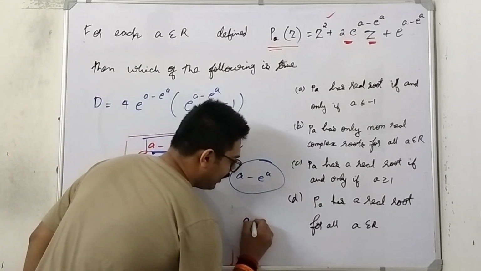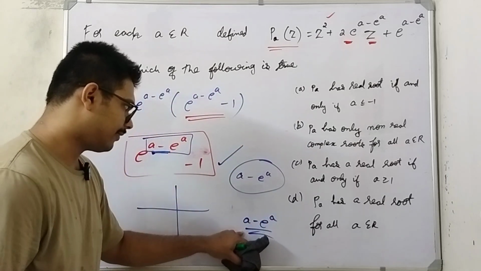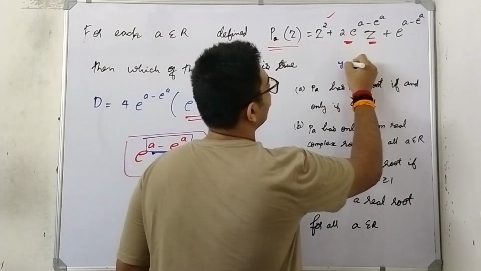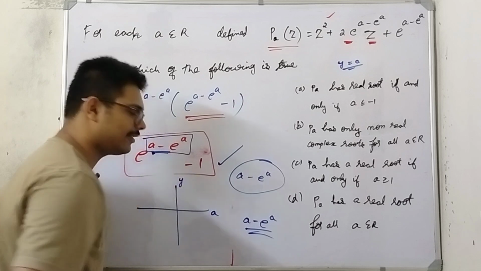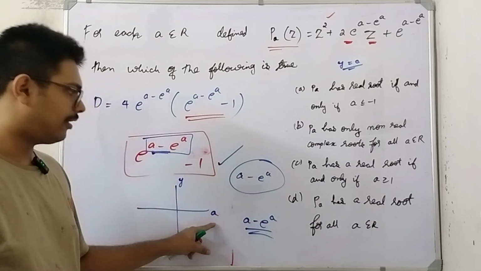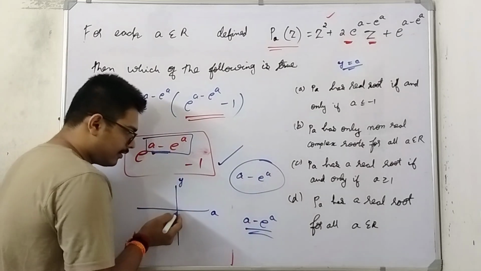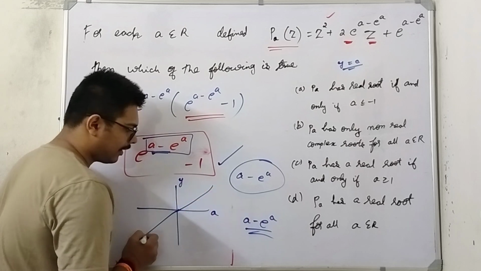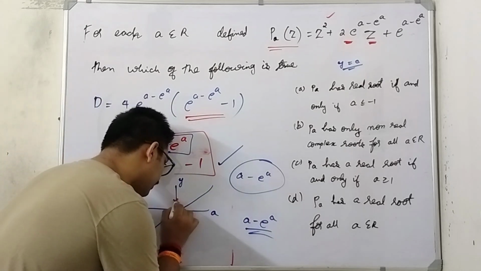See, a minus e raised to a. Two functions are subtracted. So what is the function? F of x equal to y equal to a. What is a? A is any real number. So this will be a and this will be y. Instead of x we have a. That's the difference. If you have any confusion, you can substitute x instead of a. See, what is the graph? Y equal to a graph is here, and y equal to e raised to x graph will be like this.